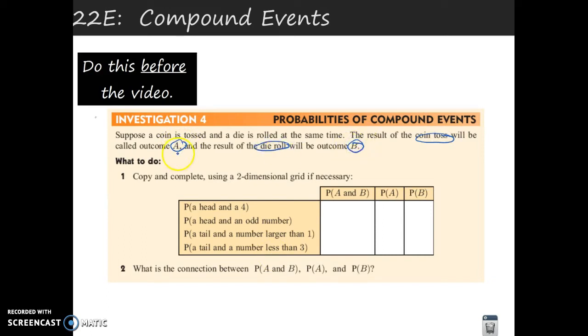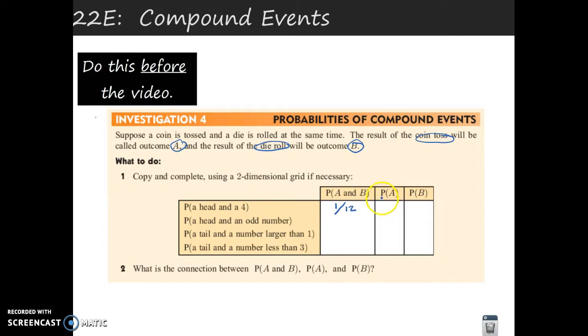So obviously A has two possible outcomes, heads or tails. B has six possible outcomes, 1, 2, 3, 4, 5, 6. And we're asked for a few different combined events. Let's just do the first one together. The probability of getting a head on the coin and a 4 on the die would be one way that can happen out of 12 possible outcomes.